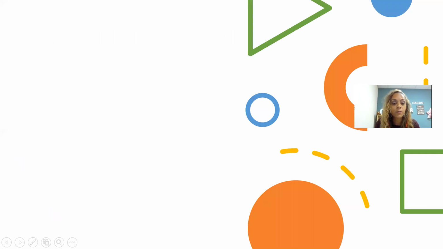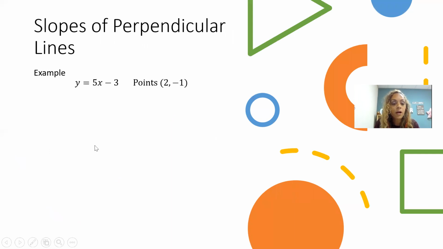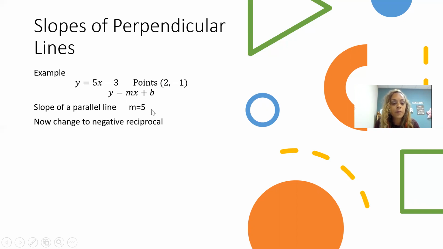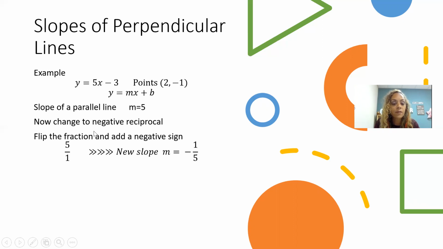Okay, let's do another example. A new equation: y is equal to 5x minus 3, and the point they gave us is (2, -1). Okay, there's our slope-intercept formula. So the slope of this given line is 5. Now we need to change it to the negative reciprocal. So we flip the fraction and add a negative sign. Remember, this 5 is really 5 over 1. So the new slope is negative 1 over 5.